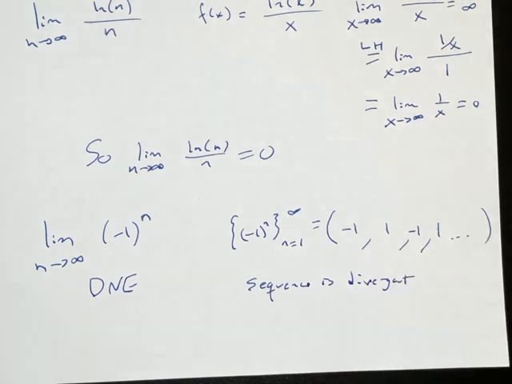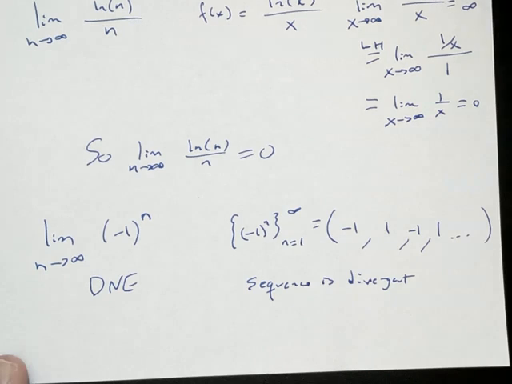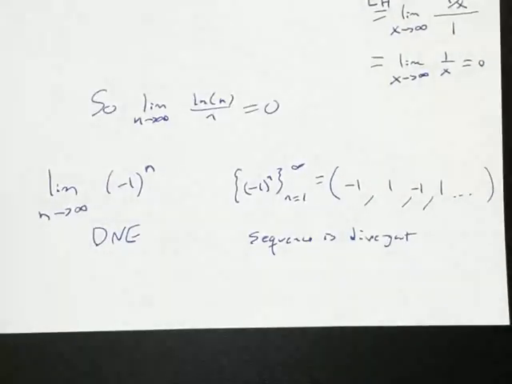It keeps slipping back and forth. Minus 1, plus 1, minus 1, plus 1. It never settles down on anything. It always stays 2 units apart. Depending on the sequence, a term-by-term analysis may be useful.